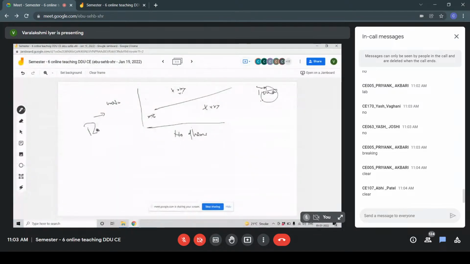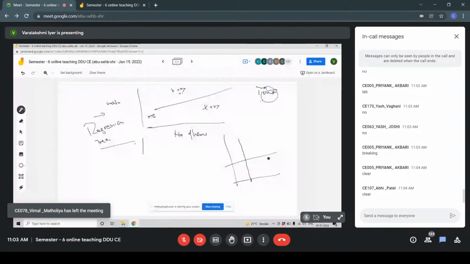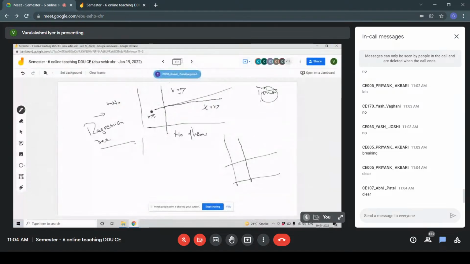What is the main idea behind it? The geometric intuition behind the decision tree classifier is that you are drawing lines parallel to the axis to divide your data. For example, this is the number of hours and this is the marks. The first decision line you can draw is something like this. Another decision line maybe something like this. So these are the decision boundaries that you have created. Is it clear?